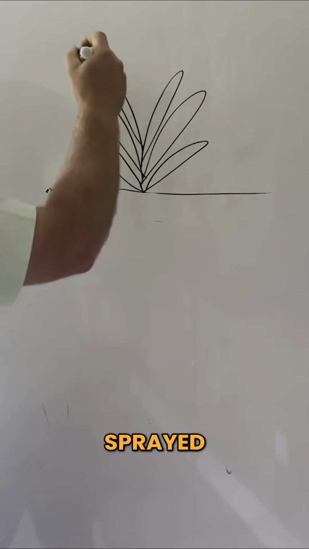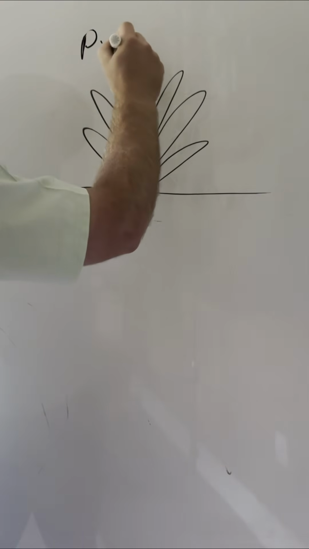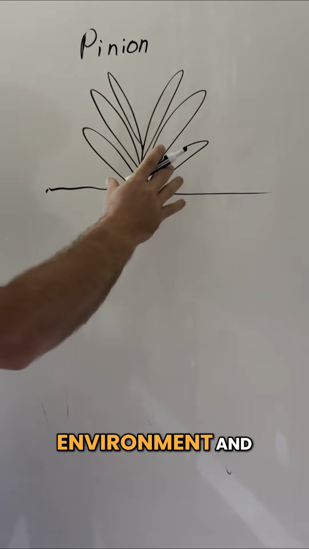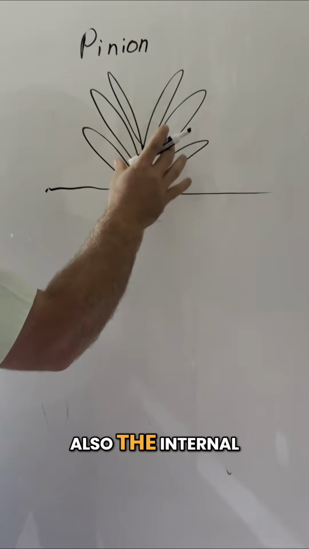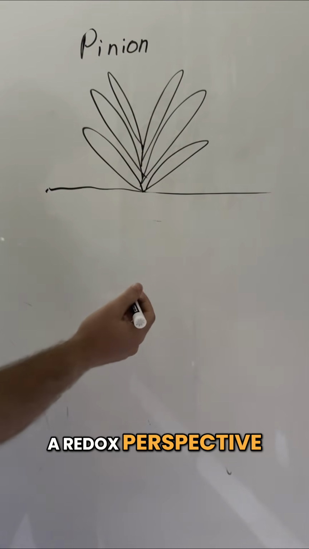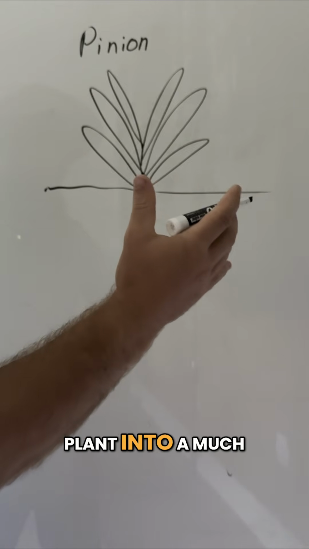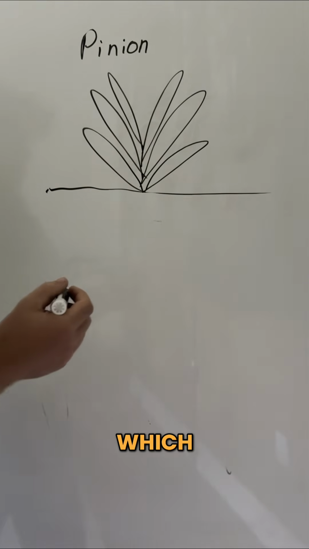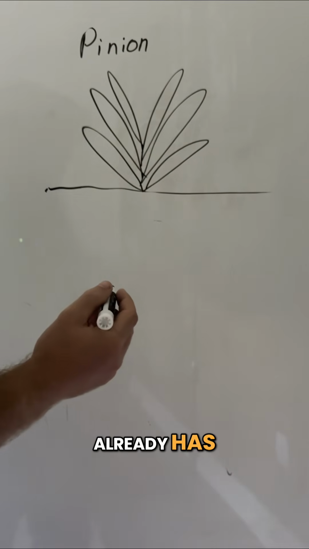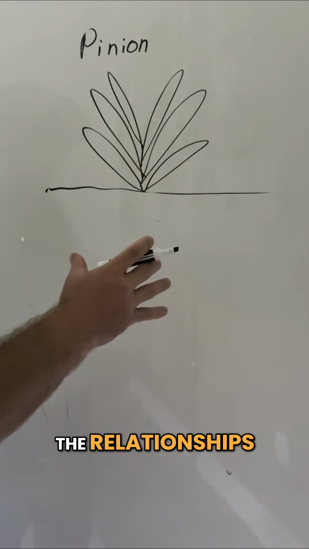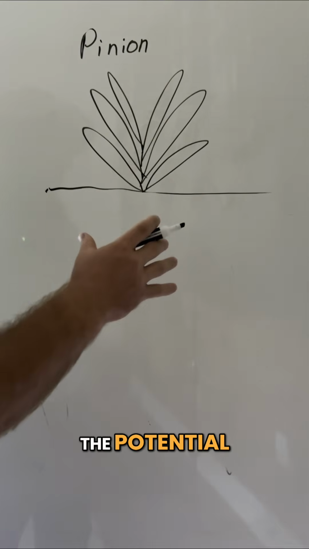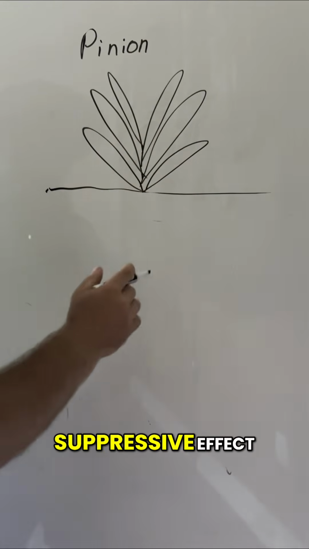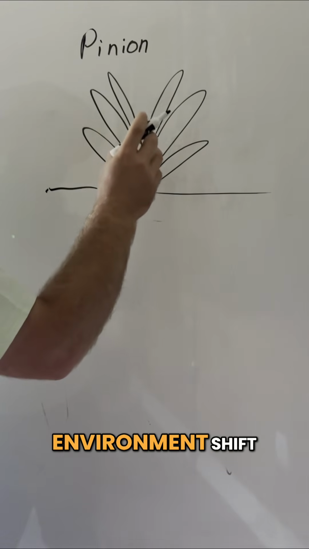When Pinion is sprayed on the leaf surface, it immediately changes both the leaf surface environment and, as I understand it, also the internal leaf environment from a redox perspective. It moves the entire plant into a much more reduced environment, particularly the leaf surface, which already changes the dynamics and the relationships between the potential pathogens and other microorganisms in the microbiome on the phylloplane that could have a suppressive effect. So there's an immediate environment shift.